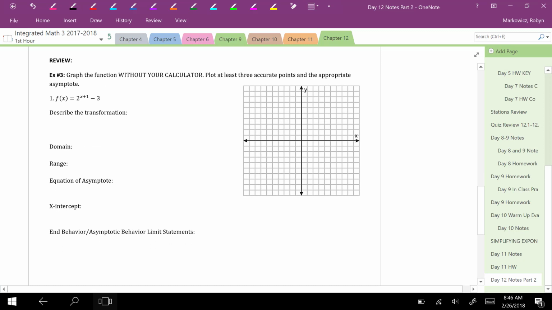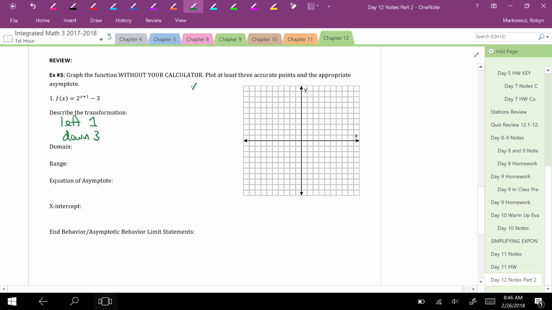Why is this one review? It's exponential. So let me ask you this. What are my transformations here? Left 1, and what was it? Down 3. Okay. Do we need to figure out the parent function? No. How do we find points for this? Plug in numbers for x.